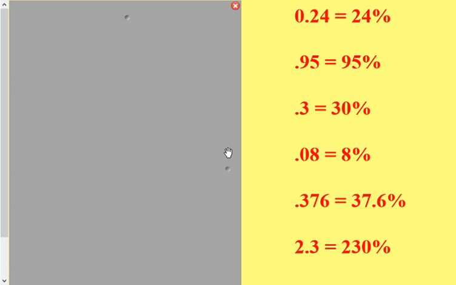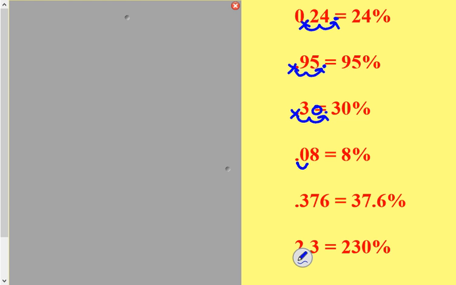All right, so if you looked closely at these, hopefully the pattern you noticed is I'm always just moving the decimal twice to the right. So 24 hundredths equals 24%. 95 hundredths equals 95%. 3/10 equals, I have to put a 0 in this empty spot, equals 30%. So I'm moving the decimal 2 places to the right.